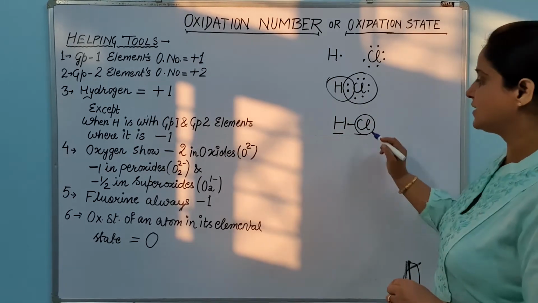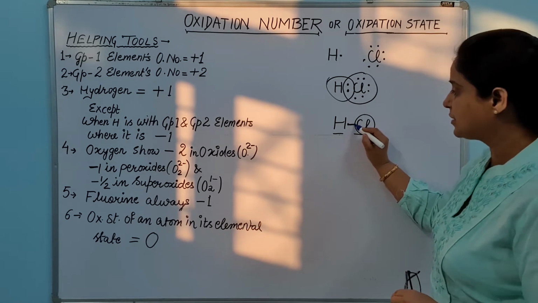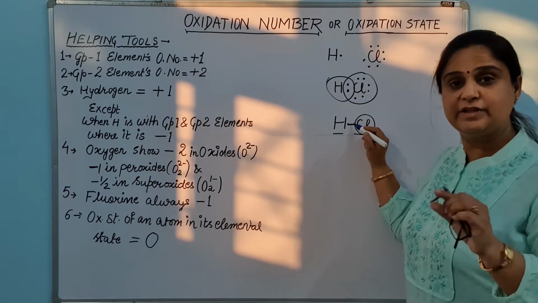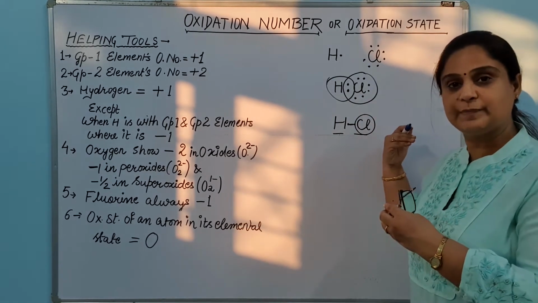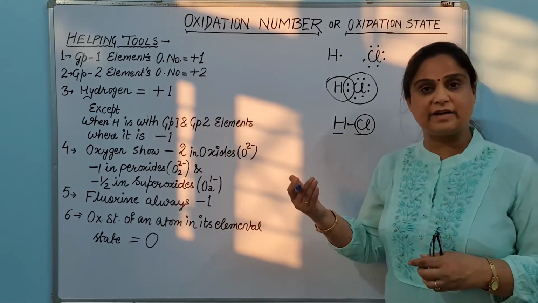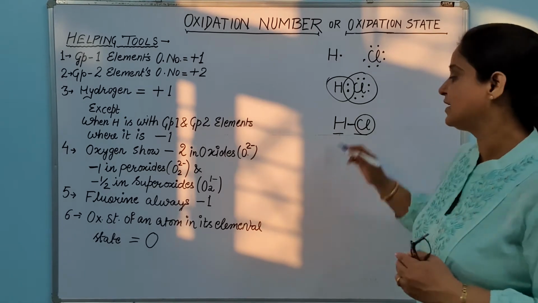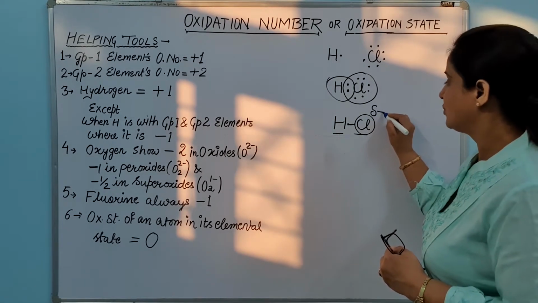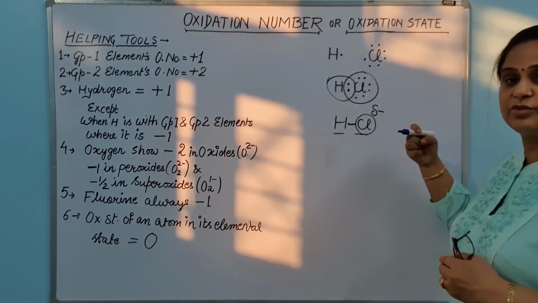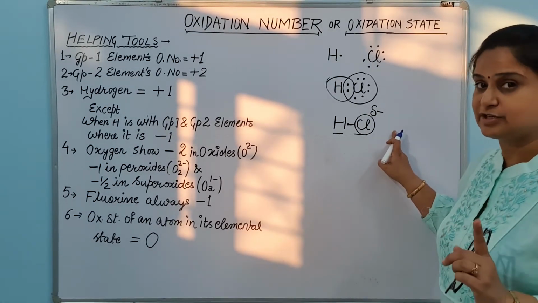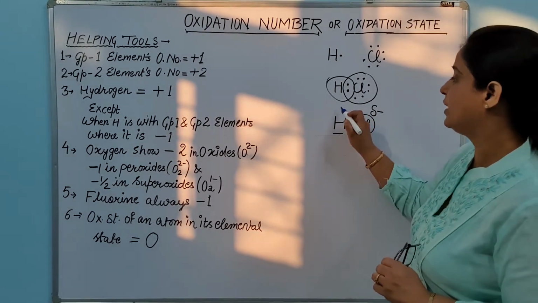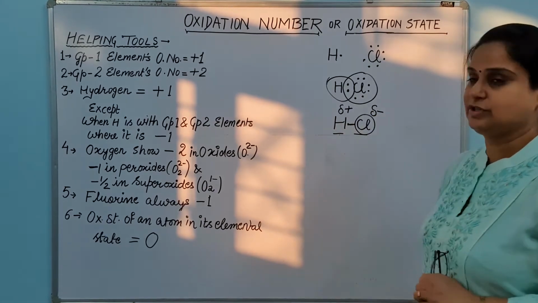Fine. Because of which both the electrons which should be shared between these two will be pulled towards the chlorine. So what will be the effect on the hydrogen due to this nature of this chlorine? What will happen? Let's see. This chlorine, because it is going to pull the electrons towards itself, will get a partial negative charge, and this will acquire a partial positive charge.